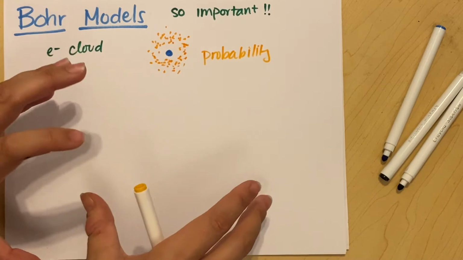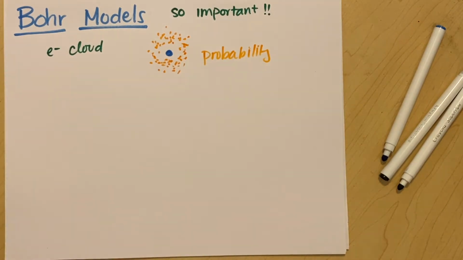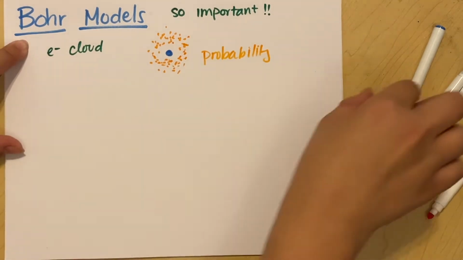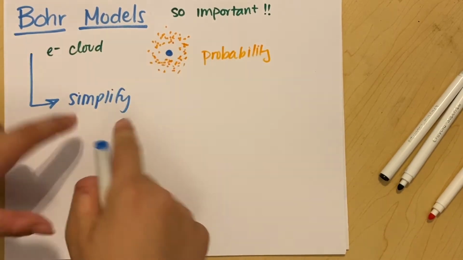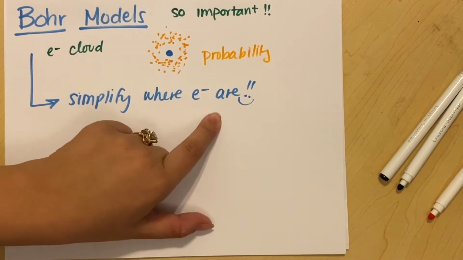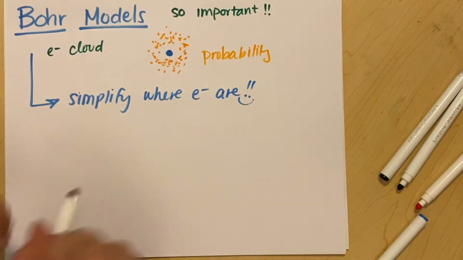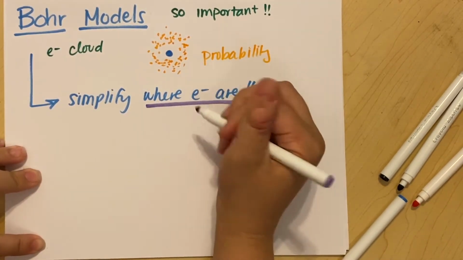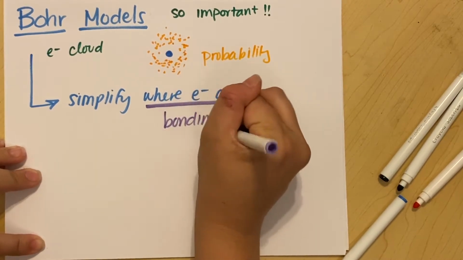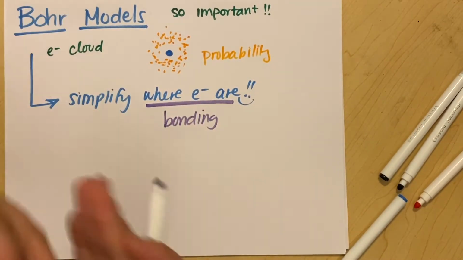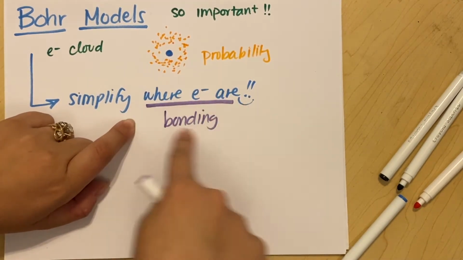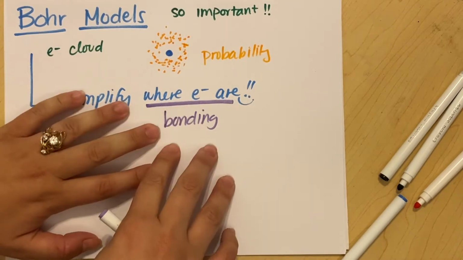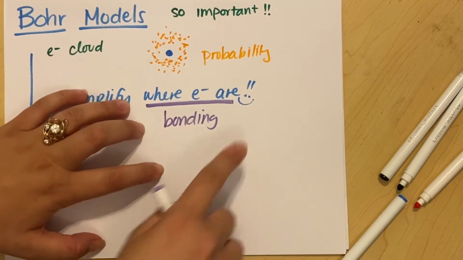but for our sake, in understanding where electrons are, what to do with them, how electrons are involved in bonding, we are going to use the Bohr model. So the Bohr model is going to simplify our understanding of where electrons are. And this is a really good thing because understanding where electrons are will help us figure out bonding, okay? Because all bonding deals with either a transfer or a sharing of electrons, which we'll talk about in our next chapter. But we have to understand where electrons are. That way we can get into chemical bonding, okay?